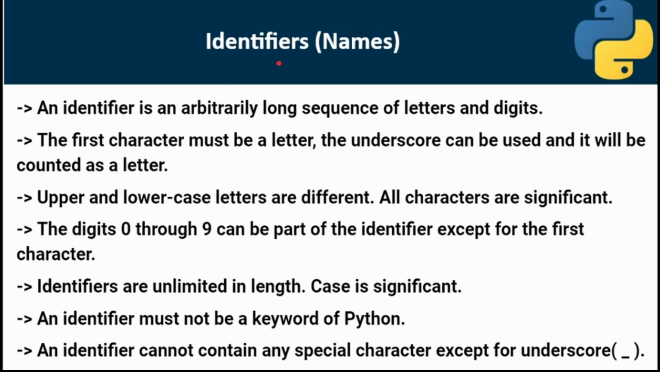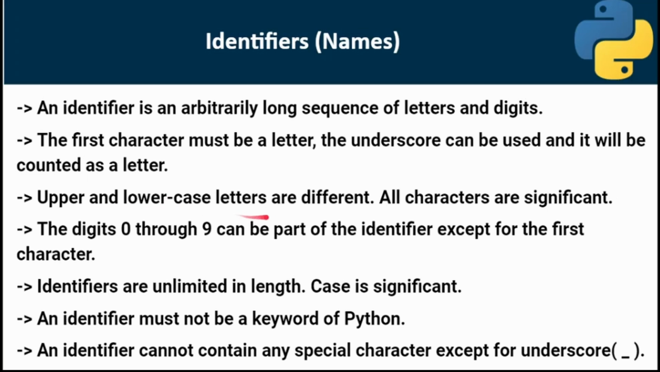A variable is a named memory location which will store a value and that can be modified during the execution of the program. We'll be learning variables in detail. There are some naming conventions for having a variable name. First, an identifier is an arbitrarily long sequence of letters and digits. The first character must be a letter, and underscore can be used and it will be counted as a letter. That means the first character can be an underscore or a letter. It cannot be a number. Identifier names can contain a number, but they cannot start with a number.